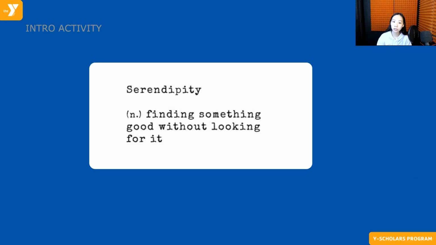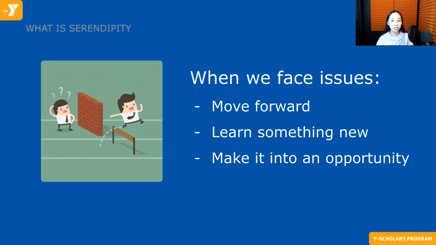And after talking about SMART goals, we talked about serendipity last week. And serendipity is finding something good without looking for it, right? It's usually by accident, by luck, it could be any of that, right? So what is serendipity? It is when we face an issue, we still continue to move forward and we learn something new and we make it into a new opportunity, right?